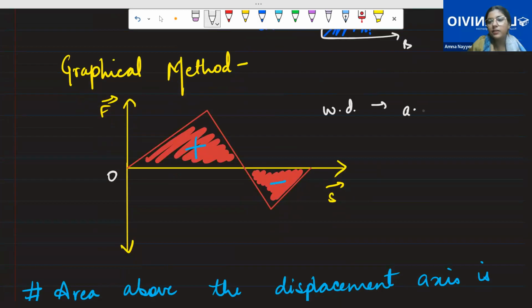So work done will be given by area under the curve. Under the curve means whatever is the path followed by the graph. Okay, so area is given by area under the curve. That gives you the work done.